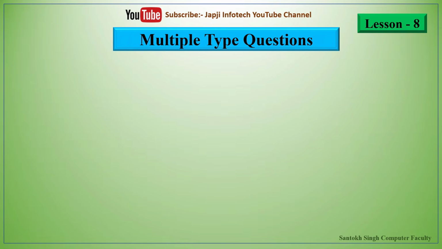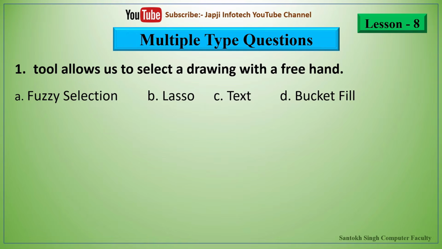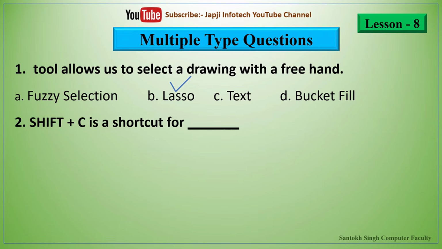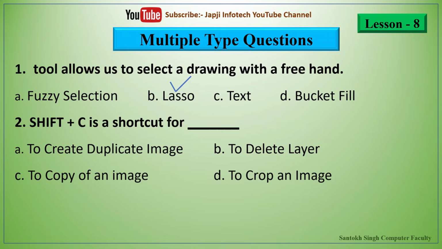So we will now learn about multiple choice questions in lesson number 8. So the first question is, dash tool allows us to select a drawing with a free hand, and the options are fuzzy selection, lasso, text, bucket fill, and the right answer is lasso tool allows us to select a drawing with a free hand. Second one is shift plus C is a shortcut for dash, and the options are to create duplicate image, to delete layer, to copy of an image, to crop an image. And the right answer is shift plus C is a shortcut to crop an image.